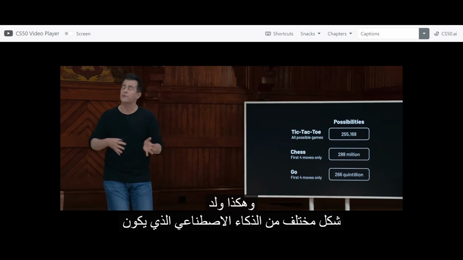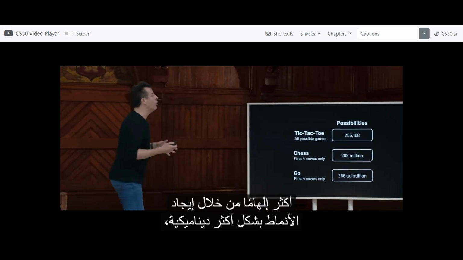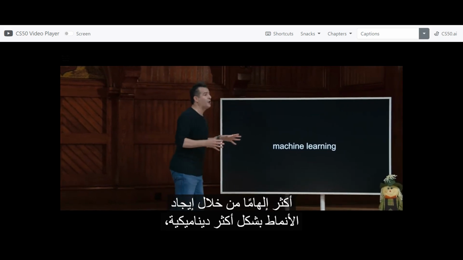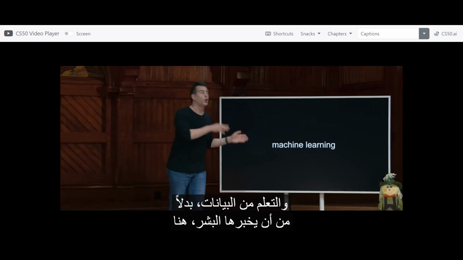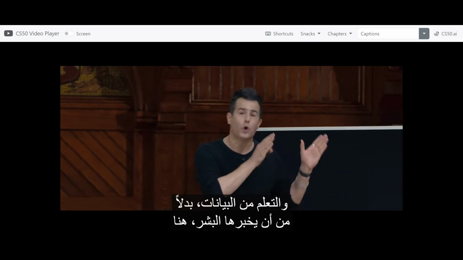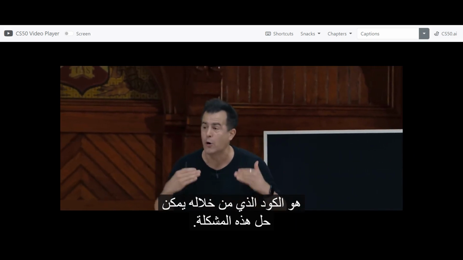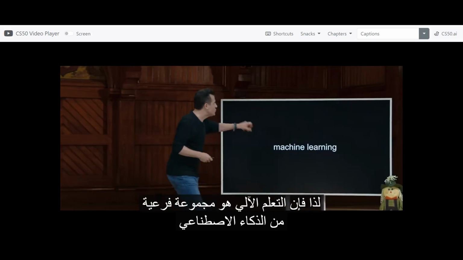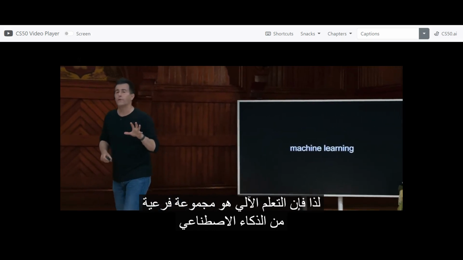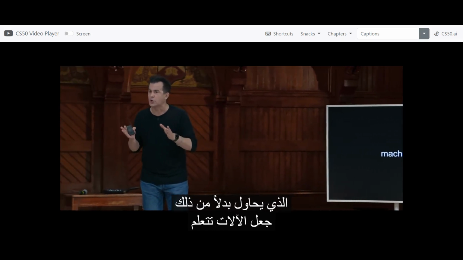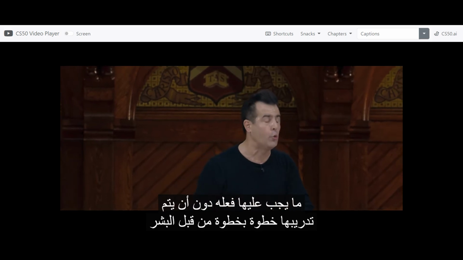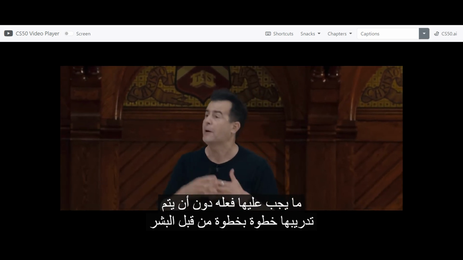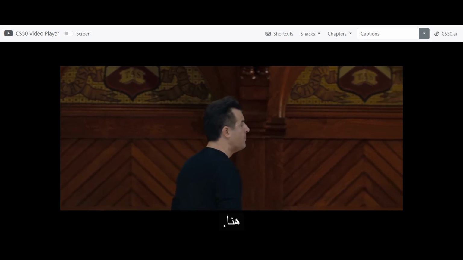And thus was born a different form of AI that's more inspired by finding patterns more dynamically, learning from data as opposed to being told by humans, here is the code via which to solve this problem. So machine learning is a subset of artificial intelligence that tries instead to get machines to learn what they should do without being so coached step by step by humans.